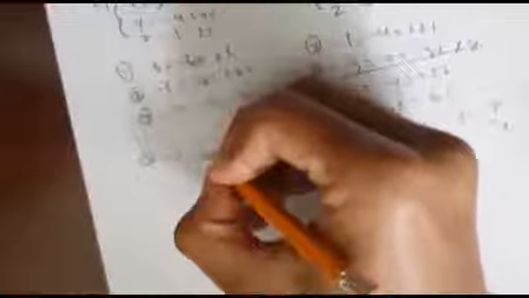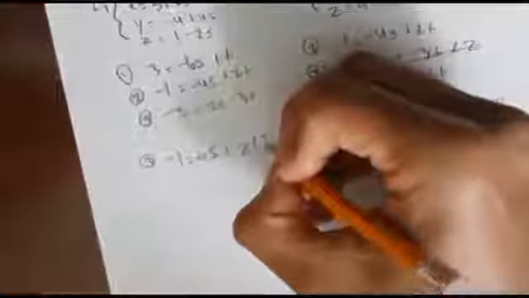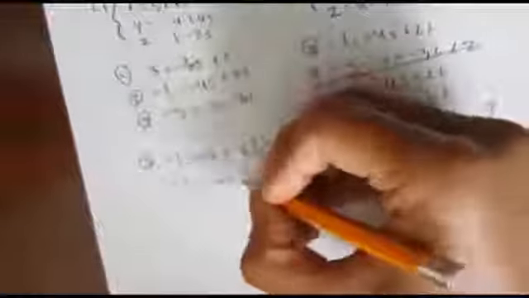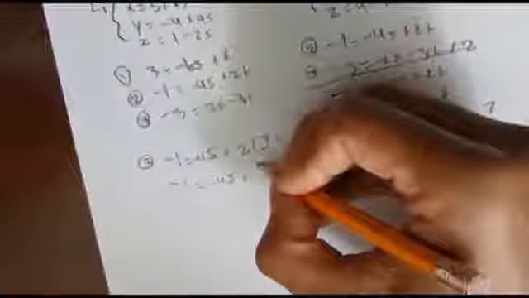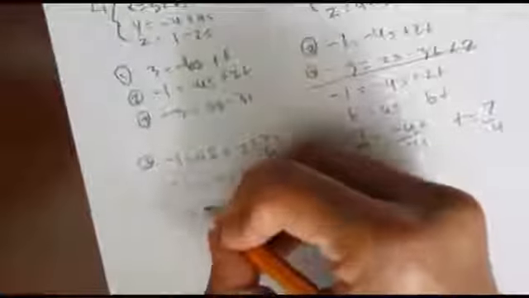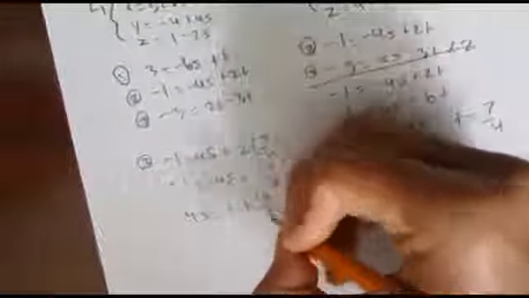So now we'll plug it into equation 2. So when we plug it into equation 2, we're going to have negative 1 is equal to negative 4s plus 2 times 7 over 4. That's going to give us negative 1 is equal to negative 4s plus 14 over 4. Now we have to get common denominator, but let's take 4s to the other side. So we're going to get 4s is equal to 1 plus 14 over 4.